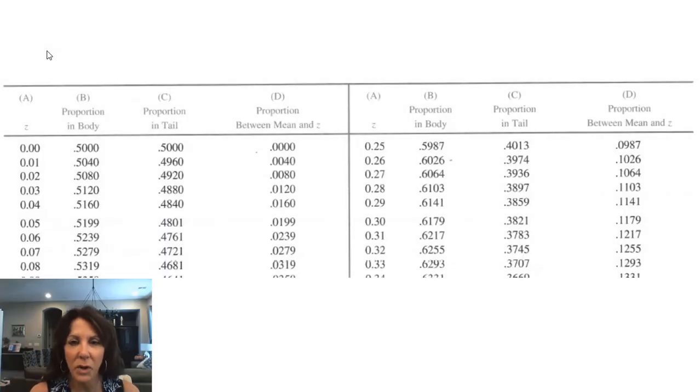Now that we know what we're looking for, we need to find the proportions that are going to be helpful to us. So our first z was a negative 0.3. Well, we don't have negatives on the z table. No worries, just look for 0.3. And we know that we're looking for the proportion between the z-score and the mean. We shaded that in, and that equals 0.1179. Let's go to the next one.